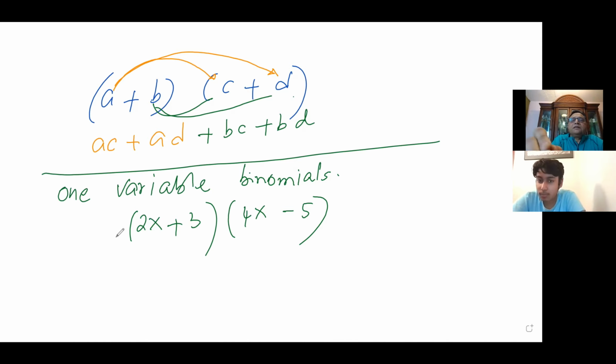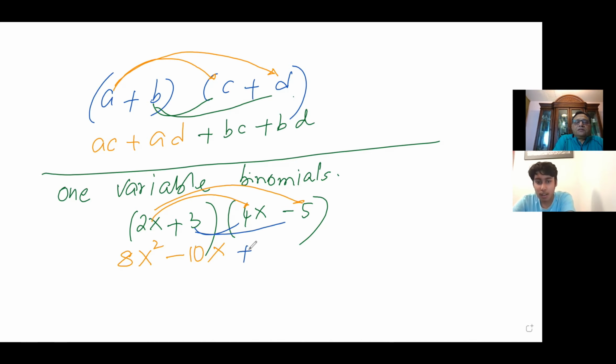Now, if you expand this, then what do you get? So multiplying with 2x, both the terms, you get 2 times 4 is 8. x times x is x squared, correct? Now, with 2x and minus 5, we get minus 10x. Now let's multiply with the next term. plus 12x minus 15. Correct.